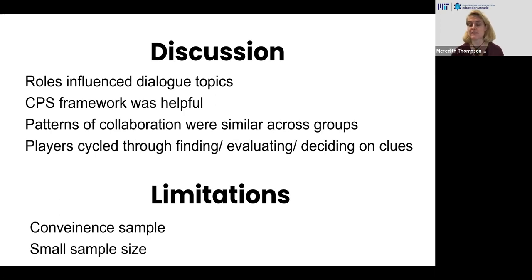So this study does have limitations. It's a small sample size, and it is a convenient sample. We didn't mean for this to be generalizable. We're just really doing exploratory work here.